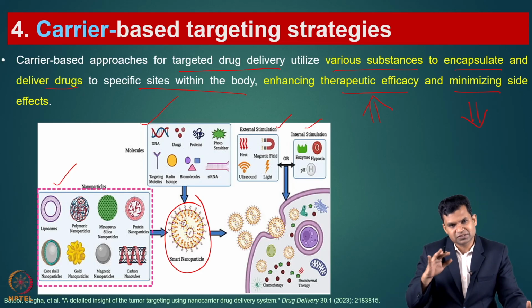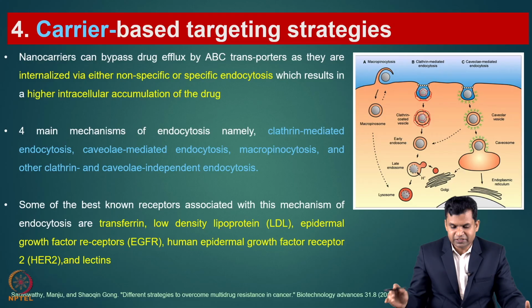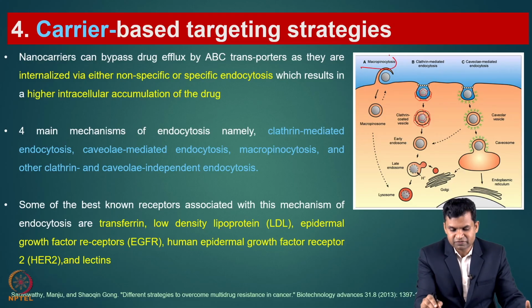So far we have discussed four different types of targeting strategy. First we discussed disease based, then organ based targeting strategy, third is cell and organelle based targeting strategies, and the fourth one is carrier based targeting strategies. Now this can be followed by various mechanisms in the body. Here we can see the various systems that will help to reach the molecules into the cells.